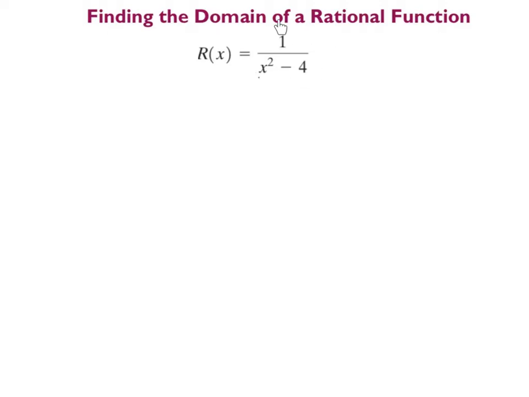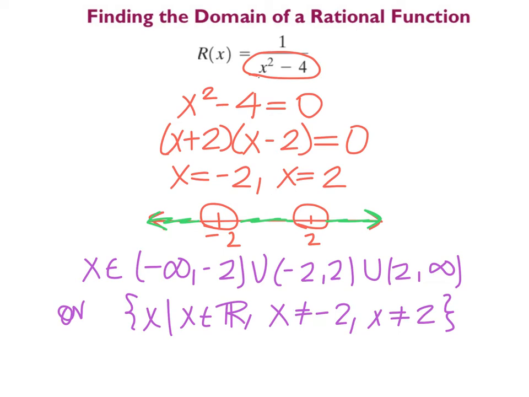We've got 1 over x squared minus 4. So this isn't in factored form, so let's factor it first. Luckily, I know my perfect square binomial factor, so that's going to be x plus 2, x minus 2. So that gives me -2 and 2. Those are the two values, lots of 2's. Those are the two values where my domain will not exist. So again, interval, set builder.